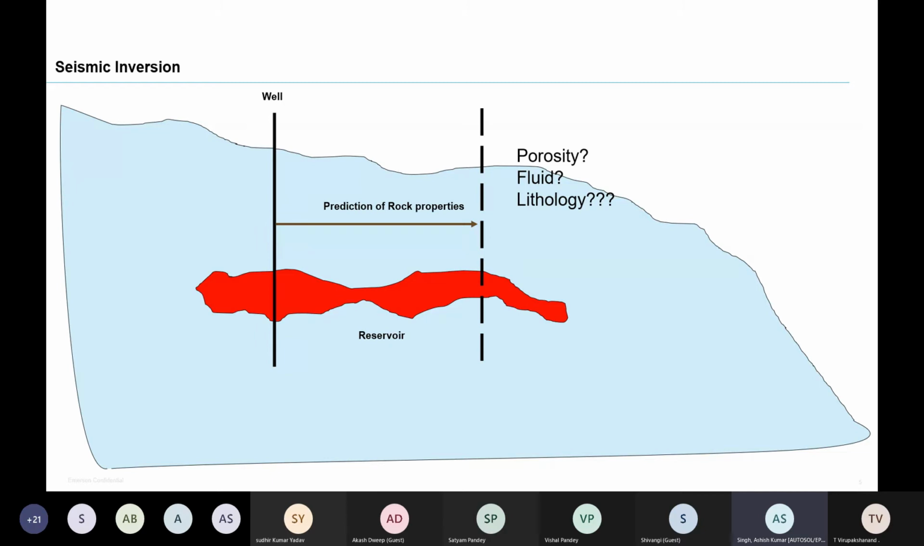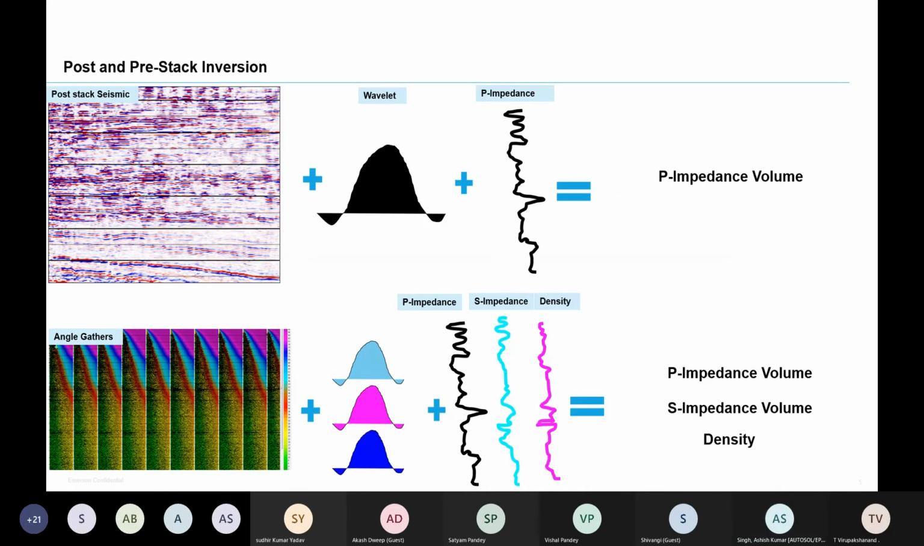So that is more about seismic inversion and why we use it. Now, how do you do the inversion? Basically, the main types of inversion are post-stack and pre-stack. Can anybody say what post-stack data is? Any final year student can say what post-stack is?